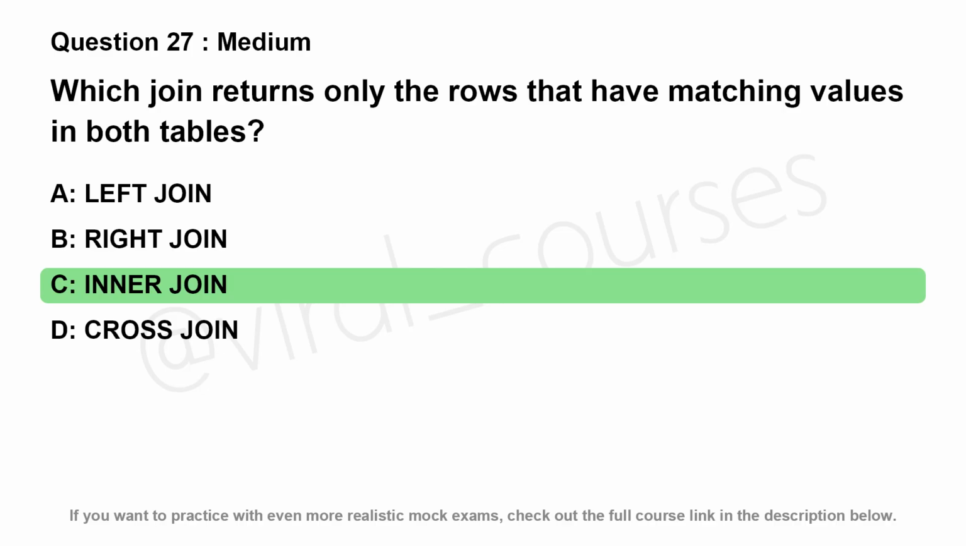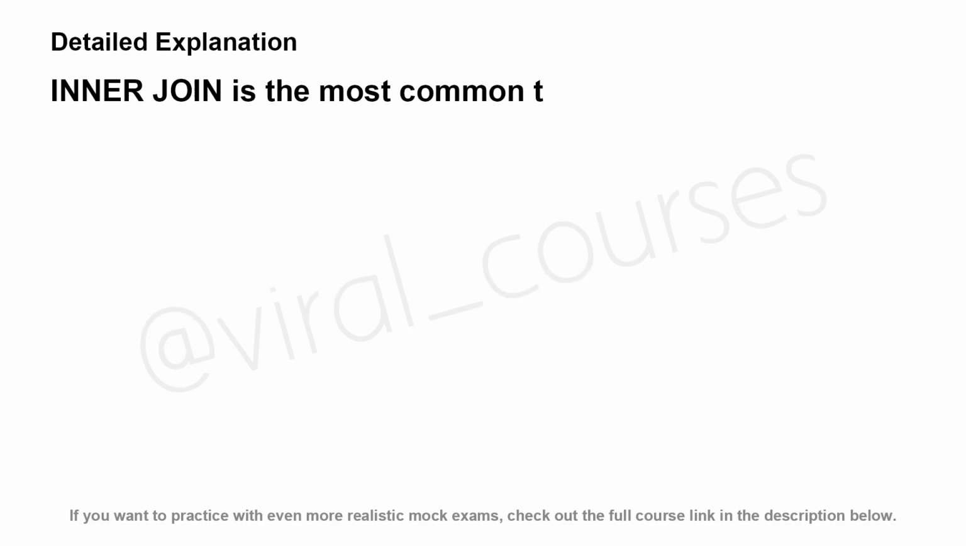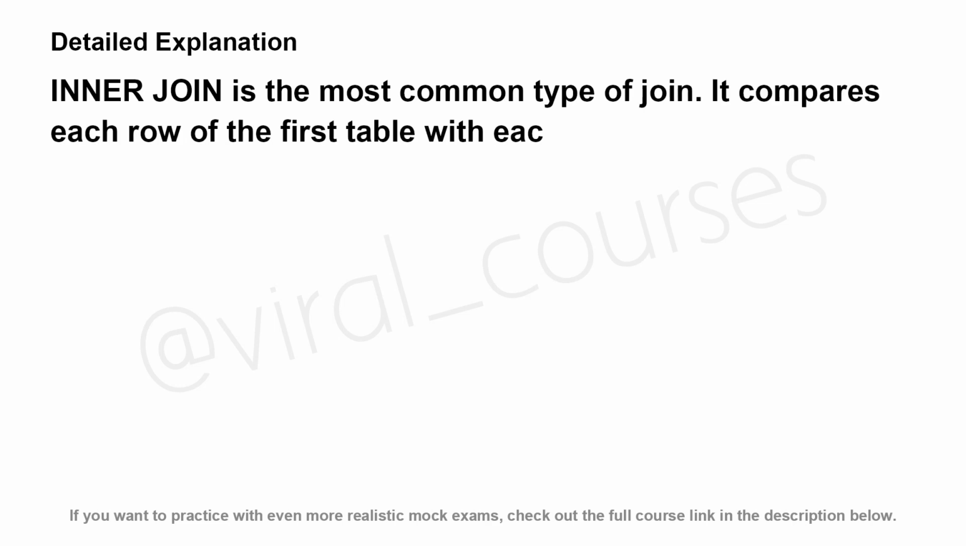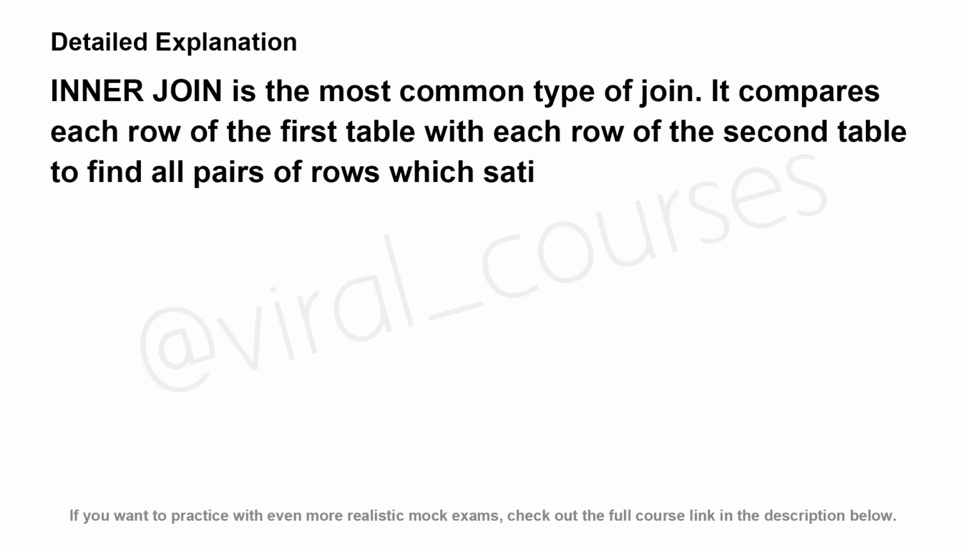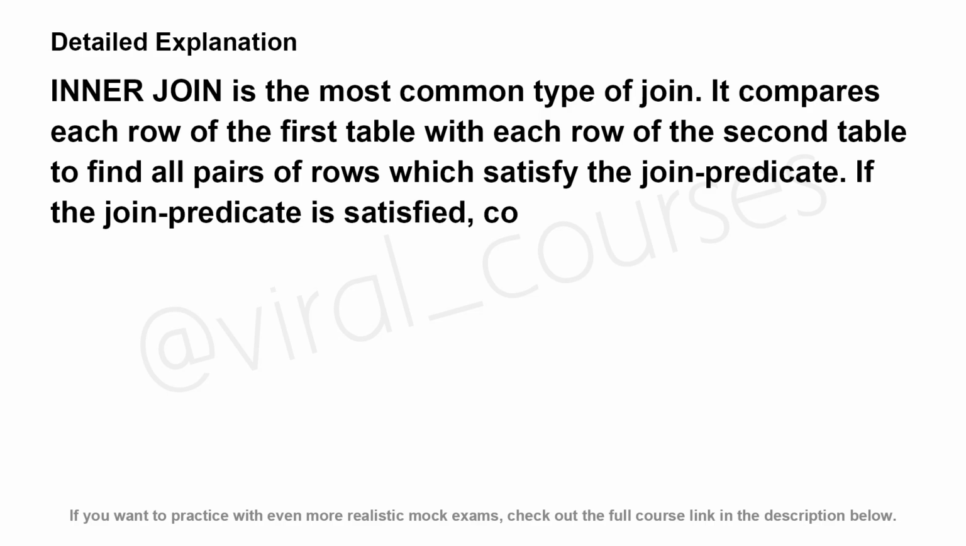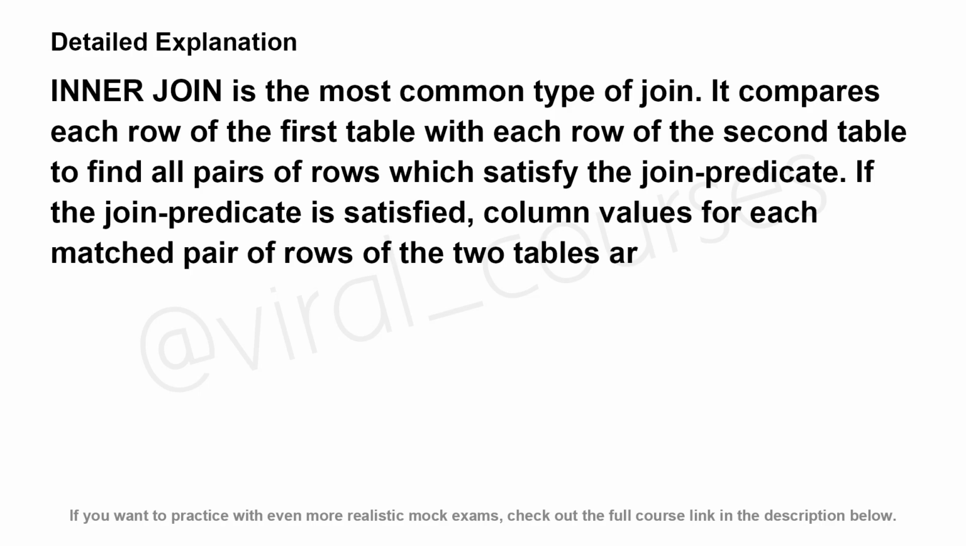The correct answer is C. Inner join is the most common type of join. It compares each row of the first table with each row of the second table to find all pairs of rows which satisfy the join predicate. If the join predicate is satisfied, column values for each matched pair of rows of the two tables are combined into a result row.